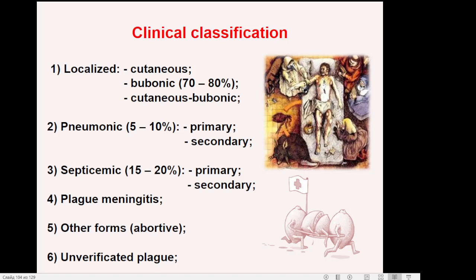Clinical classification. Localized form: there are cutaneous form and bubonic form, 70-80% belong to the bubonic form, maybe cutaneous-bubonic form. Second, pneumonic form, it may be primary or secondary. First of all, a secondary pneumonic form may develop due to hematogenic spreading. The patient had bubonic form, but it finished with bacteremia and secondary development of pulmonary form. And if this patient has contact with other people, he may be a source for aerogenic transmission. This situation may be the reason for aerogenic transmission of plague, and people who get plague by the aerogenic mechanism may develop primary pulmonary form.